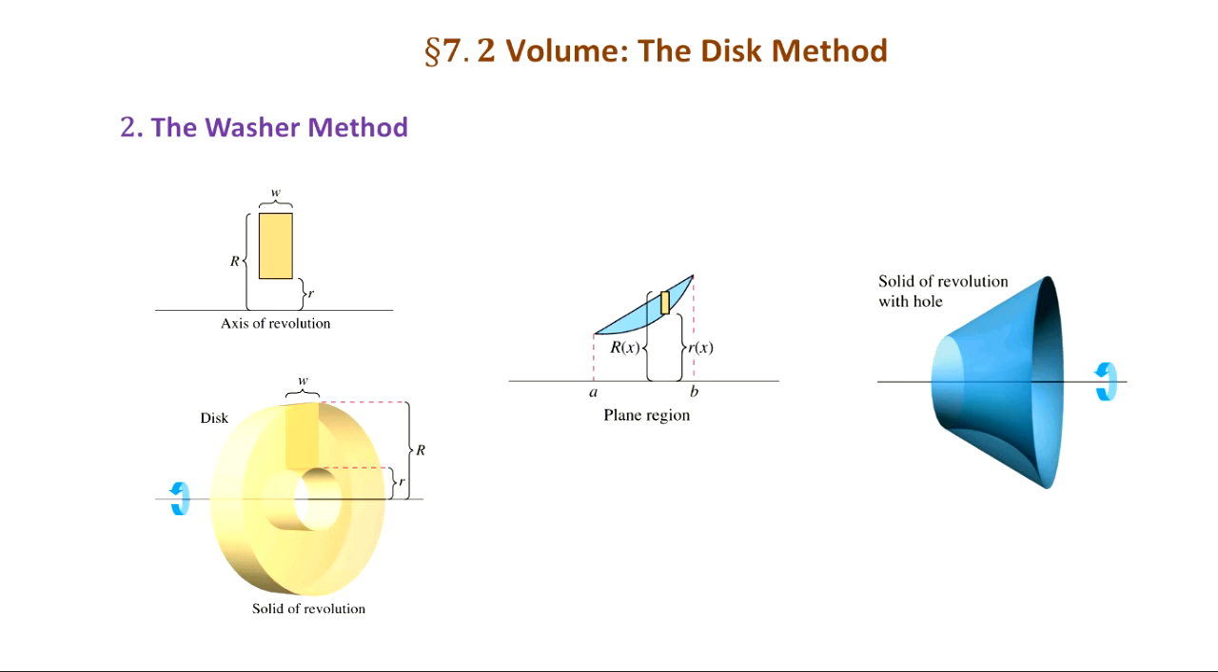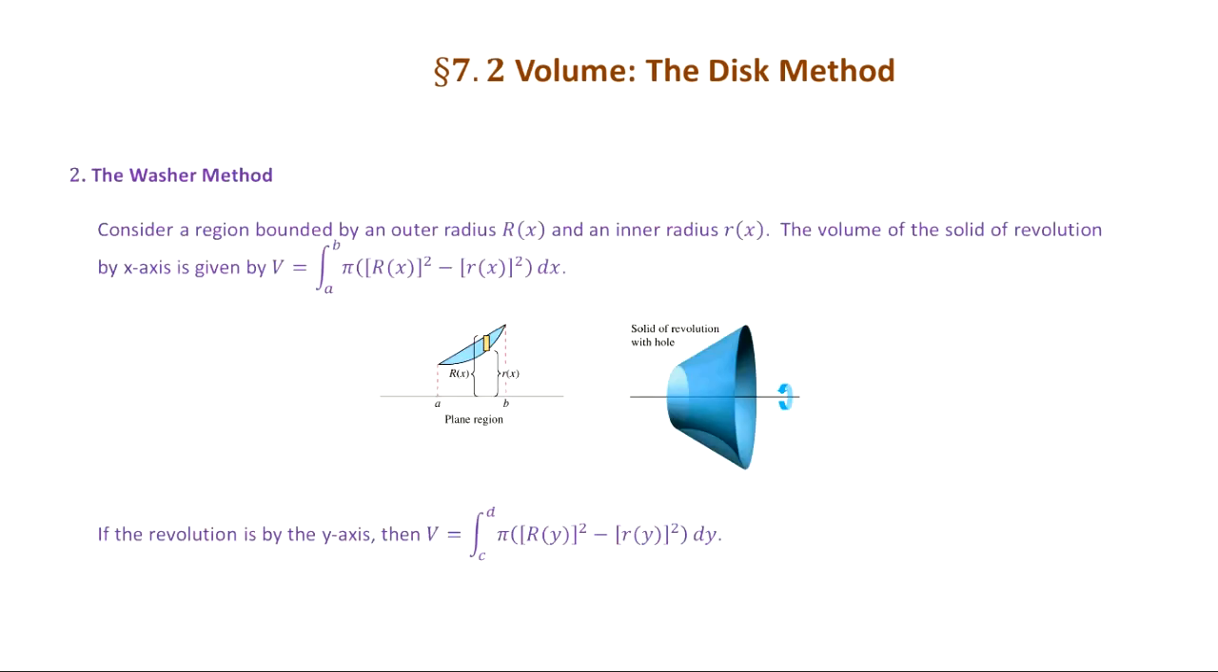So if you call the radius of rotation of the big disk big R and the radius of the small disk, which is the hole, small r, then you can take the difference of the two volumes to get the formula. Okay, so you can see the formula is very similar. So consider a region bounded by outer radius, big R of x, okay, in the middle you can see the top curve, and the inner radius, small r of x, the bottom curve. And then, these are the two functions, two curves on the top and at the bottom.